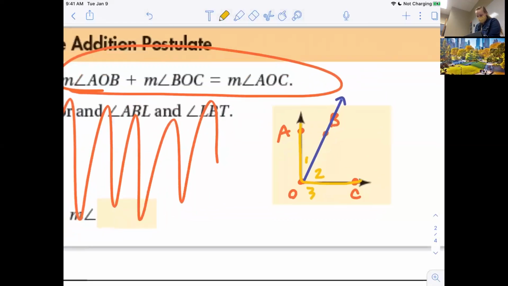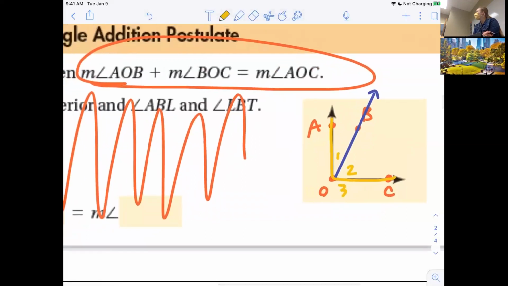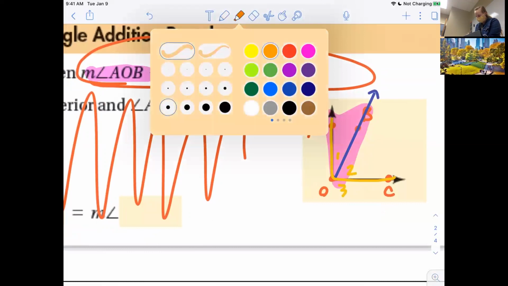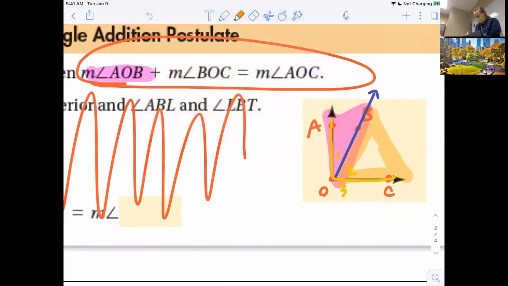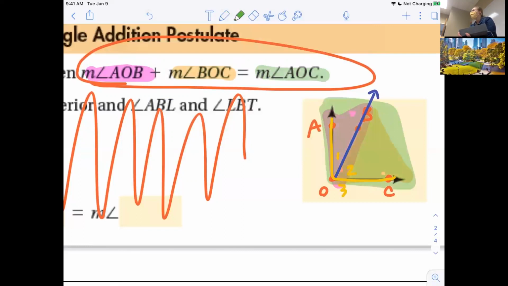The statement they gave me, we're not going to rewrite it, we're just going to walk through it. It says AOB plus BOC is equal to AOC. Wait, what is the third? The whole thing, AOC. Good question. A lot of times we see the two and then we forget that they make up a whole angle. So the third one is the whole angle. Question?